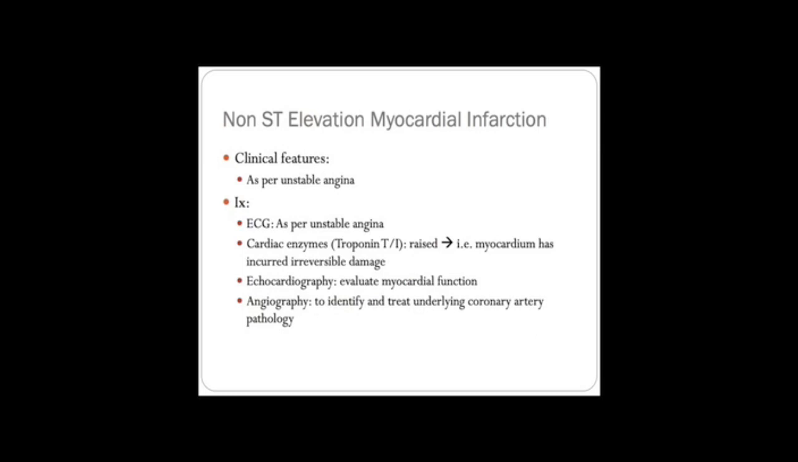Exactly. So in the setting of non-ST elevation myocardial infarction, that's our second acute coronary syndrome, the features are very much as per unstable angina, which Rashmi's already described. And indeed, the ECG often shows ischemic changes such as T-wave inversion or ST segment depression. However, the cardiac enzymes are the characteristic thing to look at here. While they're not raised in unstable angina, in non-ST elevation myocardial infarction, you get a rise in the troponin T or I after your typical 12 hours. That's right. And then you can go on, as before, to look with echo at myocardial function.